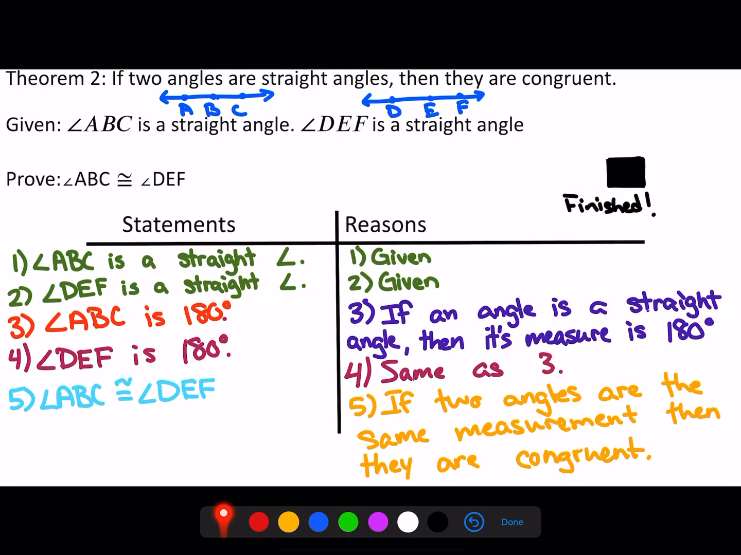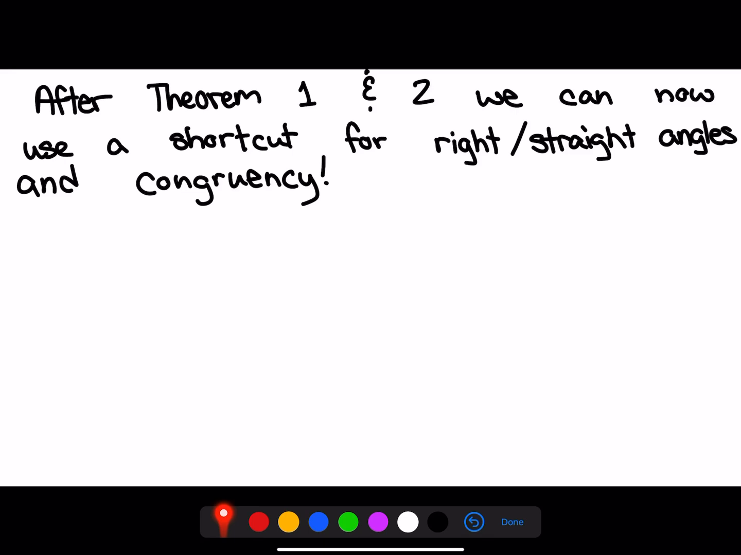All right. Now, these first two proofs that we just did, these are leading to shortcuts for right angles and straight angles, as well as congruency. So anytime that they give me two right angles now, I can automatically, without going through all that information, say that they're congruent to each other. Same with straight angles now. If I see two straight angles, I can right away say that those two angles are congruent. I don't need to say that they're 90 degrees and go through that whole process now. We know that they're congruent, because we just proved it in this slide.